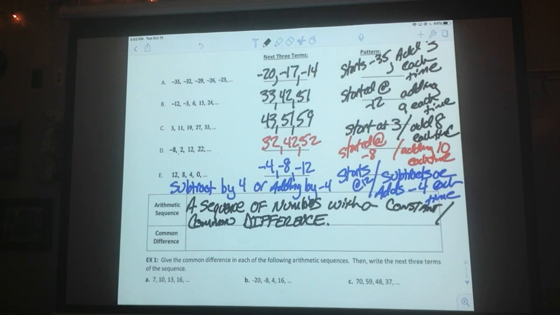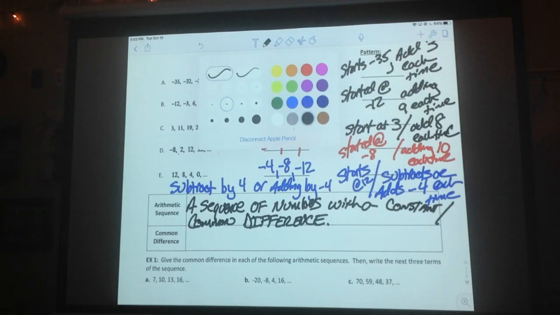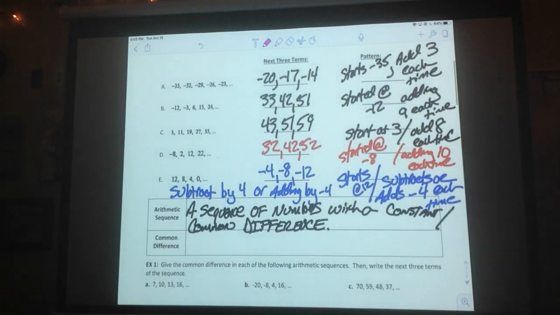It is a sequence of numbers with a constant, or common, difference. Common difference and constant are going to be used interchangeably. So here, common, in this case, equals constant. They are the same thing when we're talking about sequences.